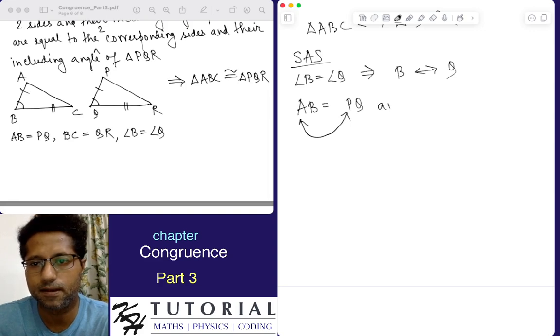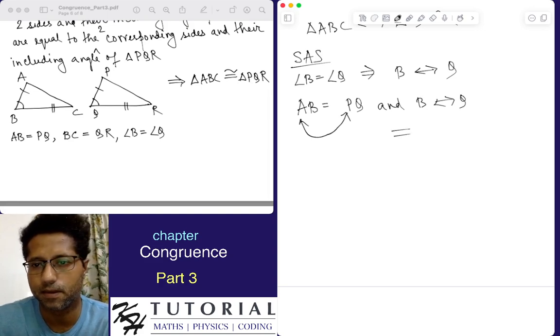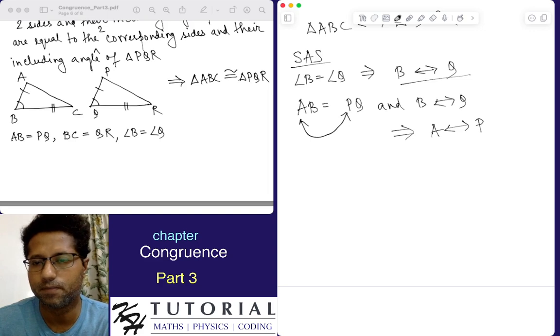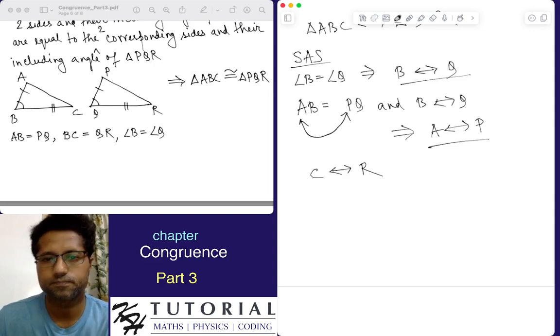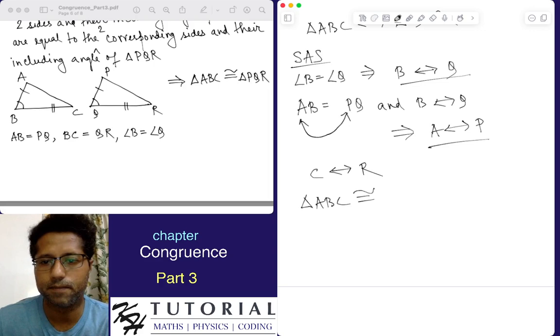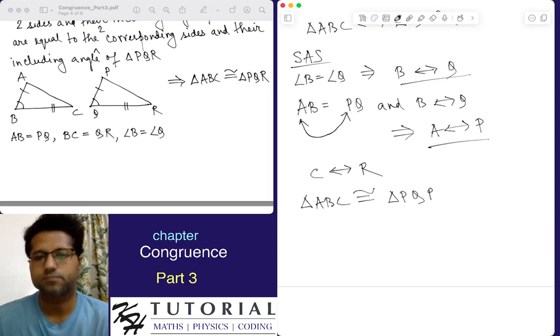The fact that B is mapped to Q and the fact that AB is equal to PQ will imply A is mapped to P. So once I know the mapping between B and Q, and between A and P, I automatically know that C is mapped to R. So the congruence relation becomes triangle ABC is congruent to triangle PQR, with A mapped to P, B mapped to Q, and C mapped to R.